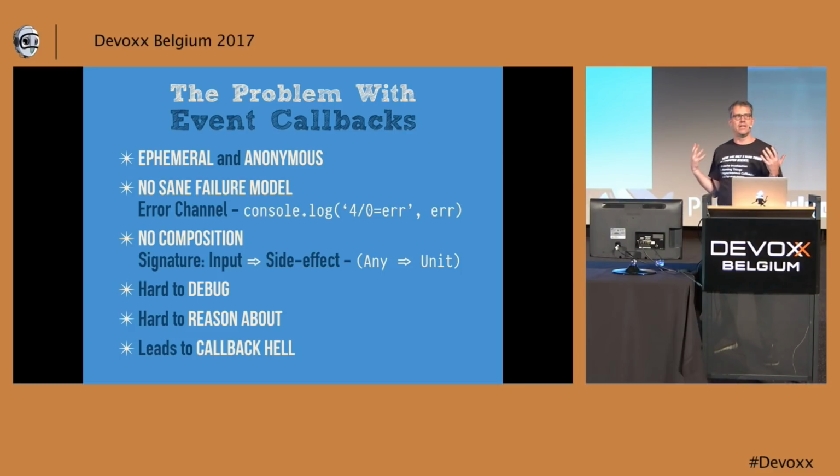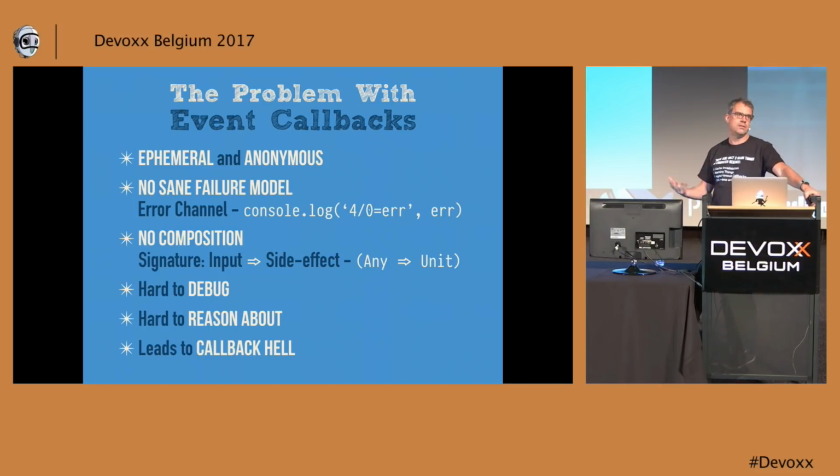It also doesn't give us any form of composition, since we can't compose things. And naturally, the reason we can't do that is that the signature for callbacks is input to side effect. There's no return type. It's just side effecting. And since there's no return type, we can't chain them as we can do with functions. So there's really no way of composing things in the same fashion.